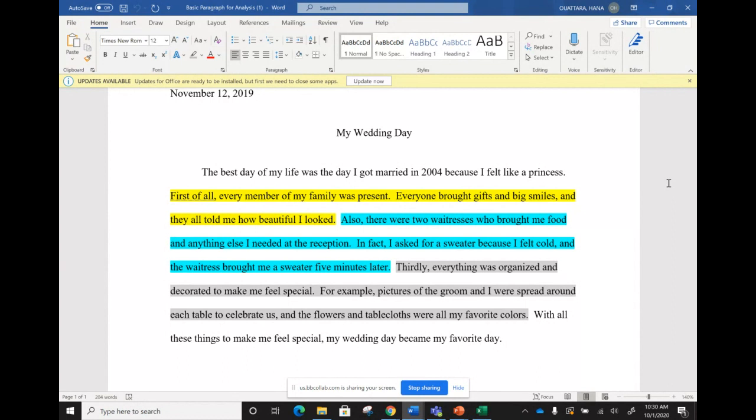For example, probably? No, I don't think so. No, everything, well, it's not a transition yet. You're right. I think thirdly is a transition too, the same as first. Yes. So, okay.